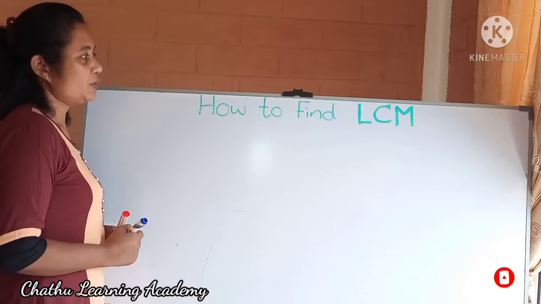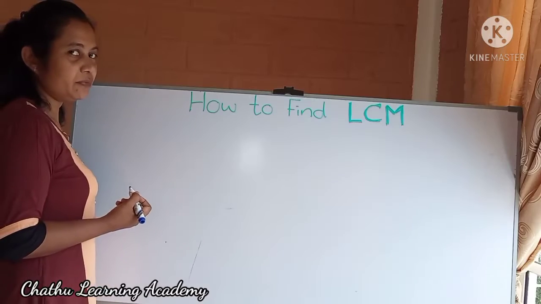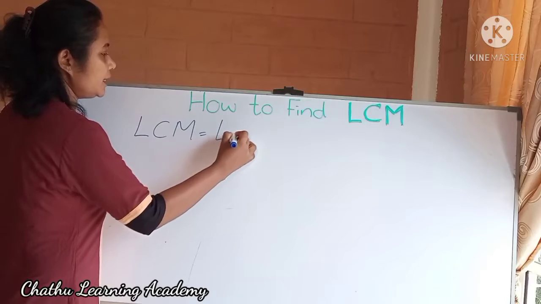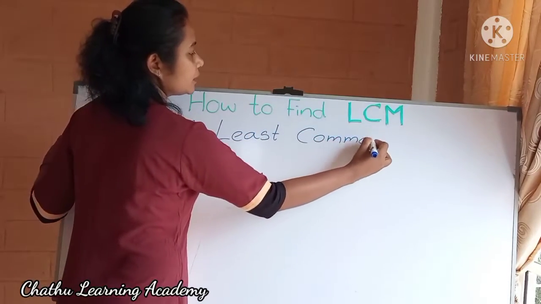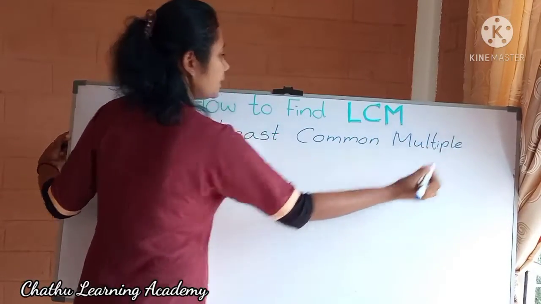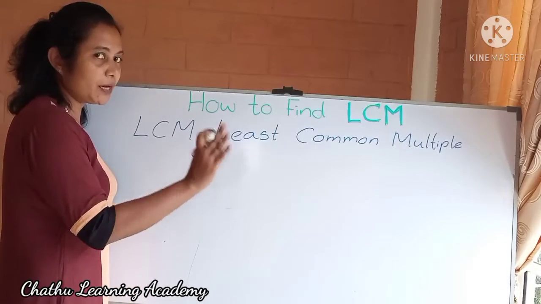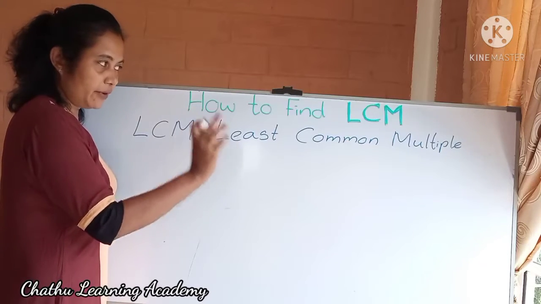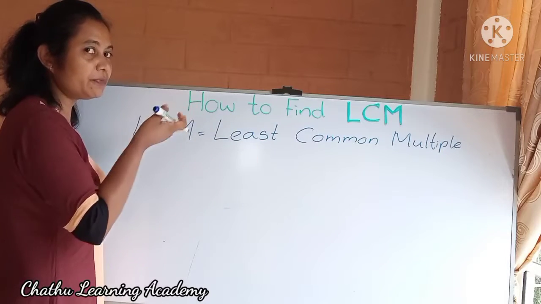Now I am going to teach you how to find LCM within 1 second. What is the full form of LCM? LCM stands for least common multiple. What is the meaning of this term? Here you want to find a common multiple for the given set of numbers, and that value should be the least common multiple of those numbers.